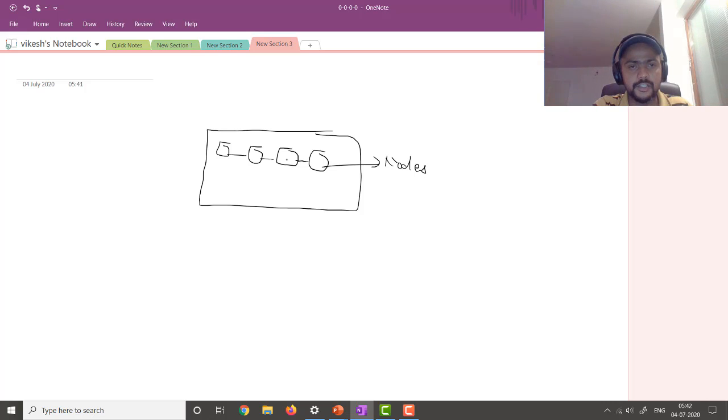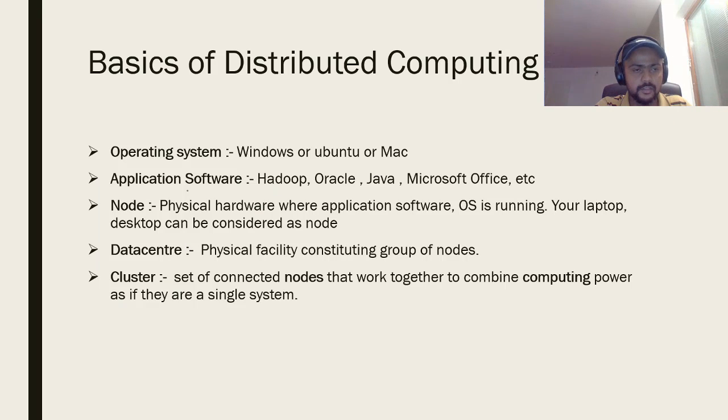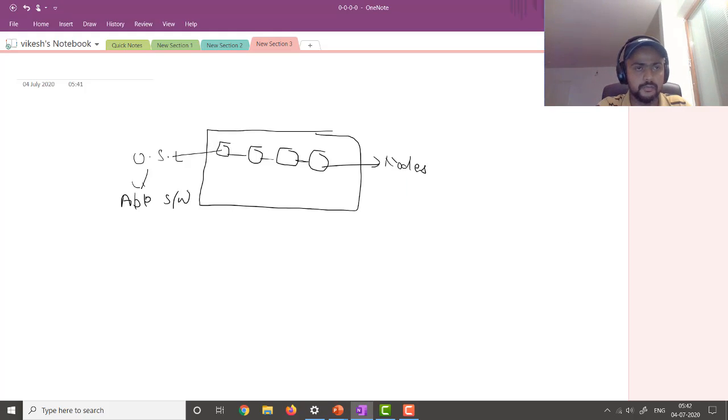Now in addition to that, on a particular node you will have an operating system. It can be Linux, Windows, Mac, or any other flavors of Linux like RHEL, etc. And then on the OS you have your application software.